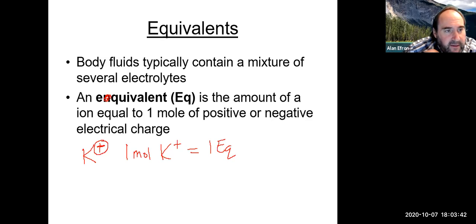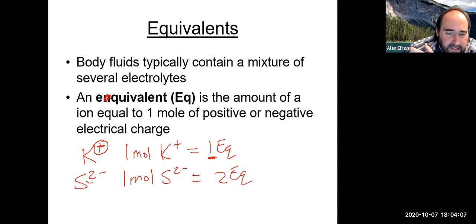And when we're talking about equivalence, it doesn't matter if the charge is positive or negative. It just matters the actual number. So this is a +1 charge, and that's where the 1 equivalent comes from. So for example, if I had sulfur with a -2 charge, I could say in 1 mole of sulfide, I have 2 equivalents. Again, the 2 comes from the actual charge. Doesn't matter if it's positive or negative.